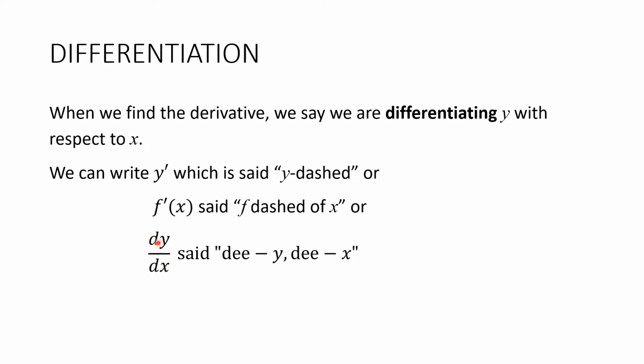Now this notation here comes from this, delta y over delta x. And delta in mathematics is the symbol for change. So this literally means, how is y changing as x is changing?